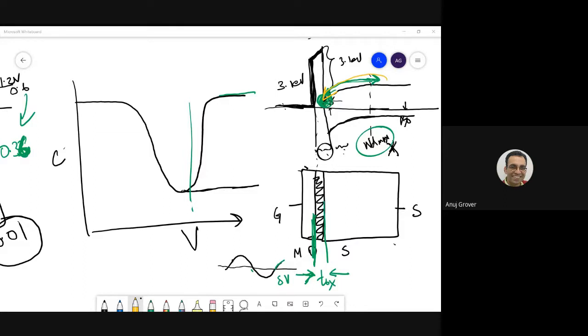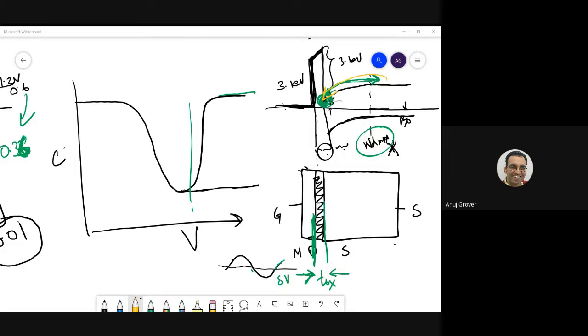So we say that my effective dielectric thickness is Tox, and my effective dielectric constant is epsilon of silicon dioxide. So my effective capacitance is very high.